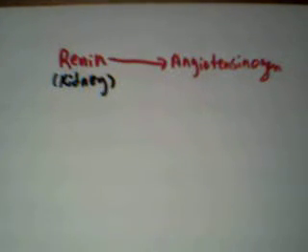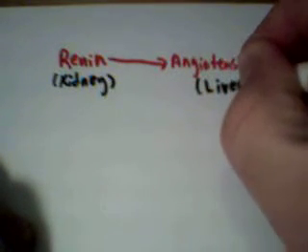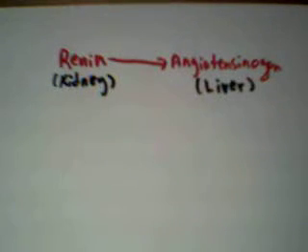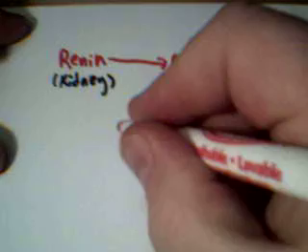Angiotensinogen is a protein found in the plasma, and it's produced by the liver. Remember that most plasma proteins are going to be produced by the liver. Now, renin is going to act on angiotensinogen and cause angiotensinogen to be converted to angiotensin 1.